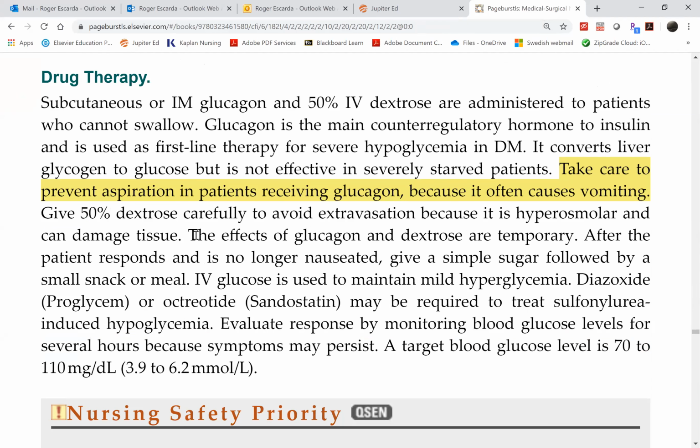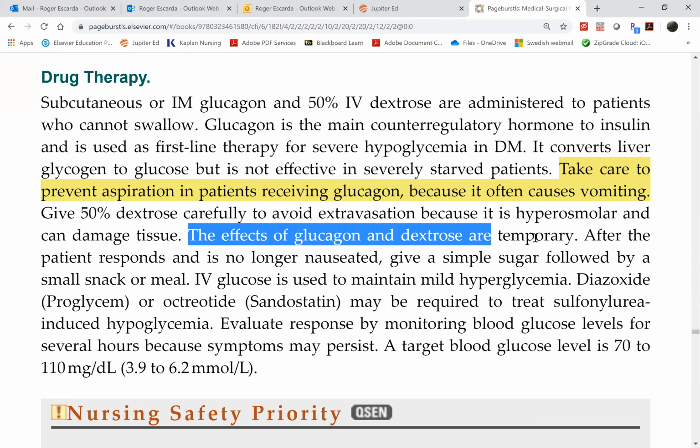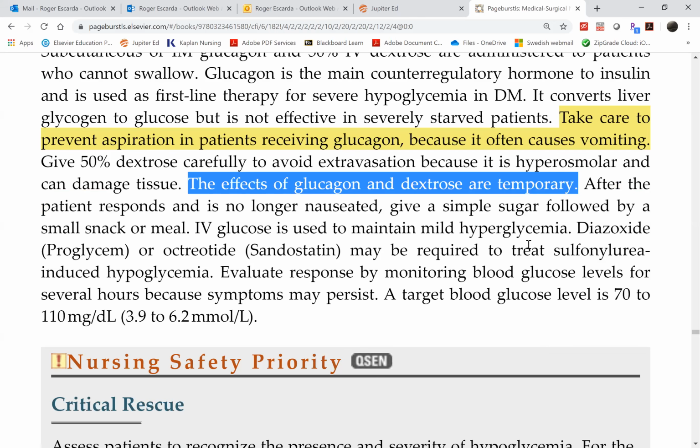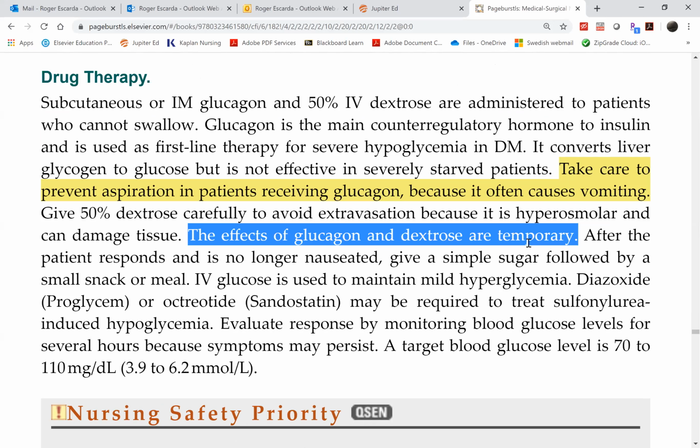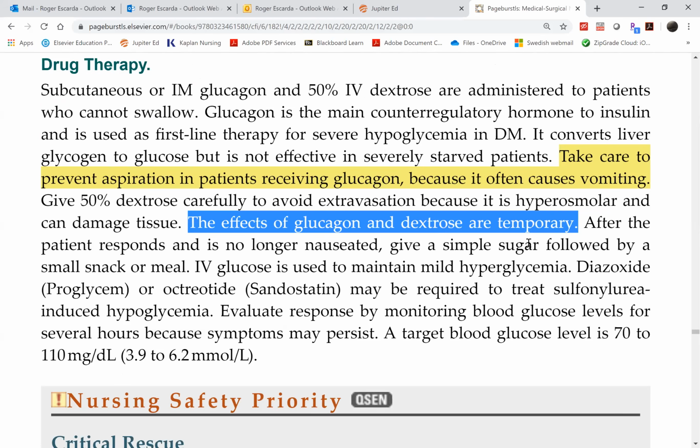Okay, so again, I already said this earlier. Glucagon and dextrose effects are temporary only. Both are not permanent fixes. Your only permanent fix is to feed the patient at regular intervals. All right. Any question on management before we go to HHS and DKA? All right, very good.